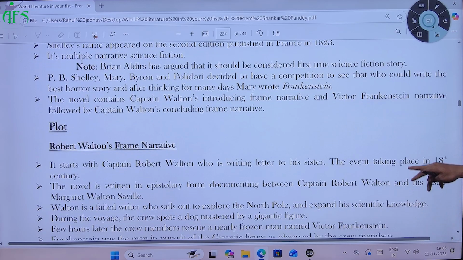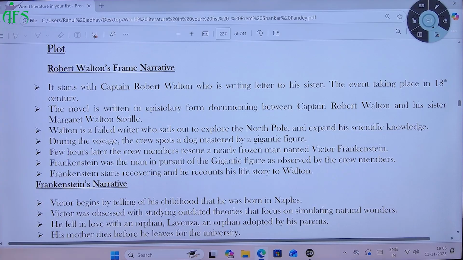Now, the plot: Robert Walton's frame narrative. It starts with Captain Robert Walton, who is writing letters to his sister. The events take place in the 18th century. The novel is written in epistolary form, documenting letters between Captain Robert Walton and his sister Margaret Walton Saville. Walton is a failed writer who sails out to explore the North Pole and expand his scientific knowledge.